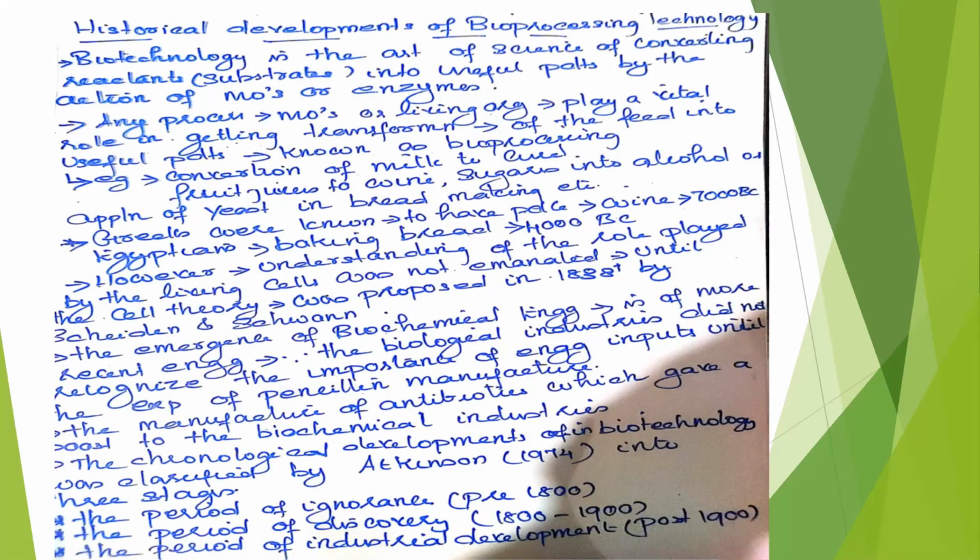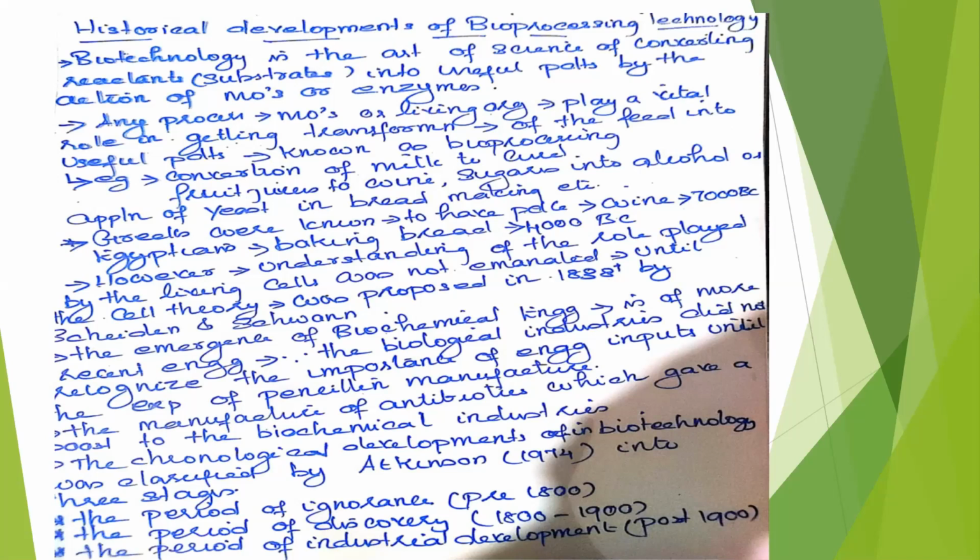The manufacture of antibiotics is the one which gave a boost to the biochemical industry. So previously the first industry was penicillin, and after that the production of antibiotics has given a boost to the biochemical industries. Okay, the chronological development of biotechnology or bioprocessing can be classified into three stages.